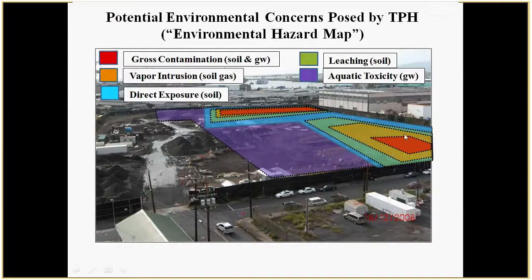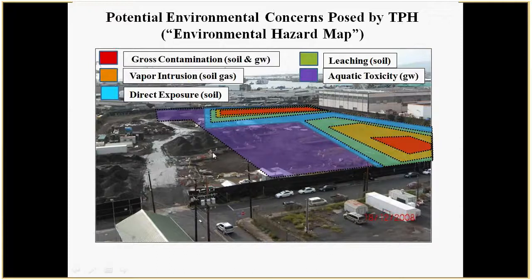The yellow denotes the area where we could have significant vapor intrusion problems. Here's the gasoline contaminated area. The green is where you could have leaching problems from gasoline in soil. And then the blue is where you have potential direct exposure problems from gasoline and even diesel in soil. This can be used to develop the remediation plan for the site. And then the purple is where the groundwater exceeds aquatic toxicity screening levels. So we have to start thinking about storm sewers going through this purple area.